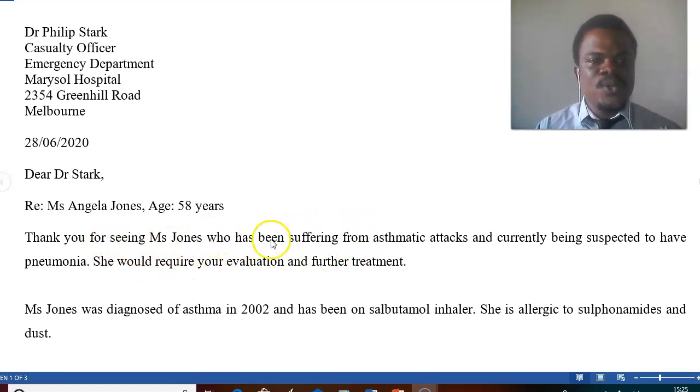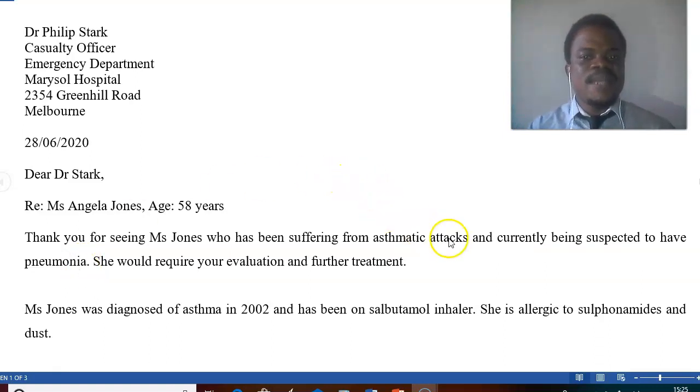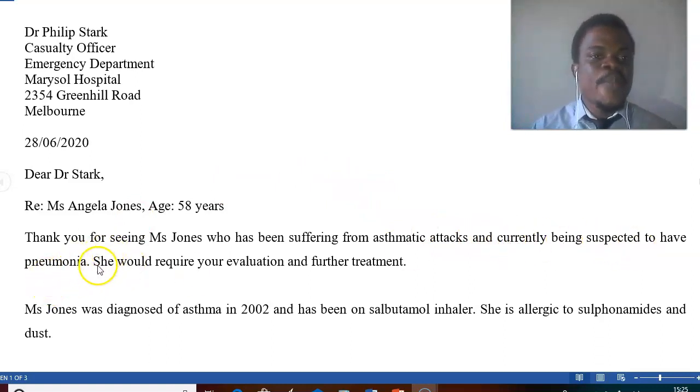"Thank you for seeing Miss Joan, who has been suffering from asthmatic attacks and is currently suspected to have pneumonia." So that's the first sentence I told you, which describes the diagnosis and the progress so far. This patient has been suffering from asthmatic attacks, but now we are suspecting that she has pneumonia. Then the second sentence is, "She would require your evaluation and further treatment." Or you can say, "She is being referred to you for further evaluation and treatment." So these are the two pieces of information that will be in your introduction.